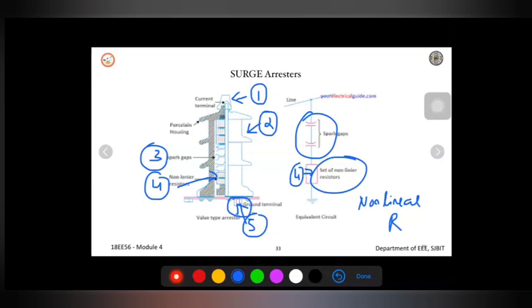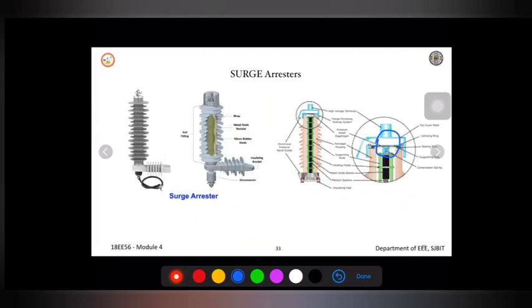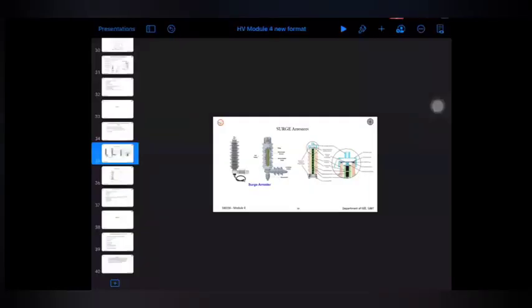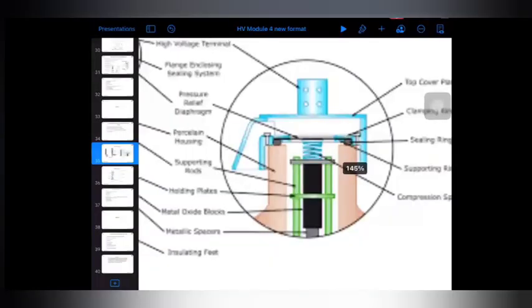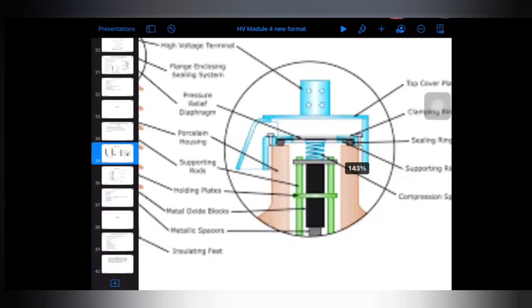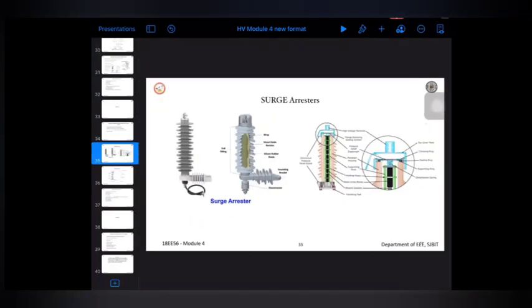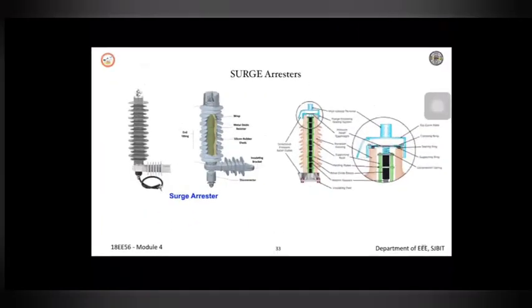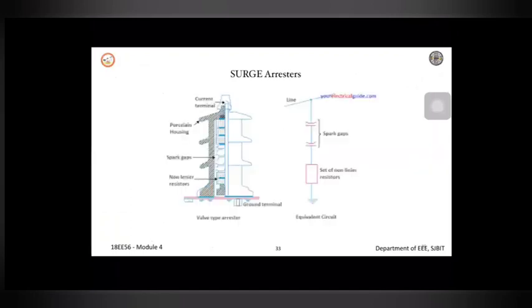And number 6, here we have springs, which is not very clear. When you refer to other notes or a textbook, you can see that at this part we will have a spring. In the previous diagram you can see the spring here. Similarly, at the bottom side we will also have a spring. So that is number 6.